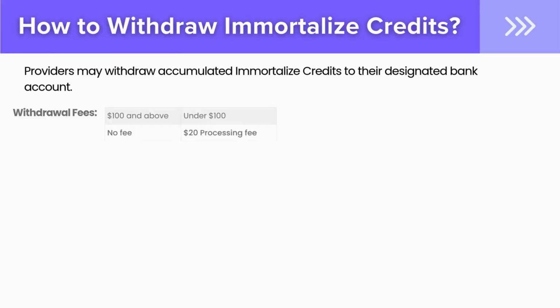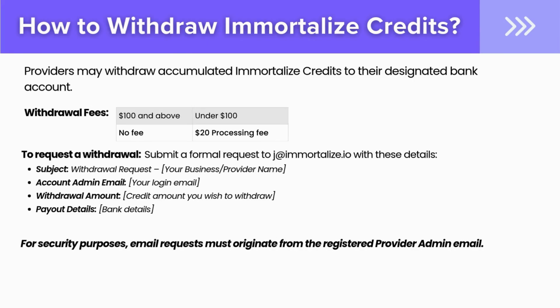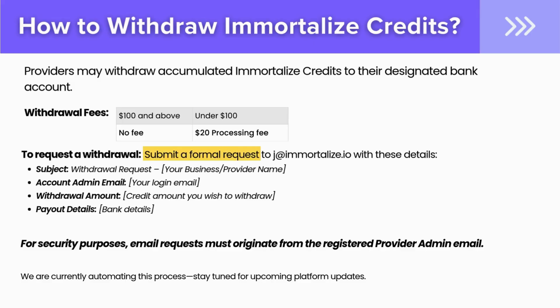When you're ready to cash out your credits, you can withdraw them directly to your bank account. To request a withdrawal, email j@immortalize.io from the email address registered to your Immortalize provider admin account. Include your business name, login email, withdrawal amount, and bank details. For your security, we can only process requests sent from your registered admin email.